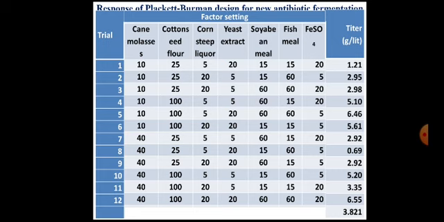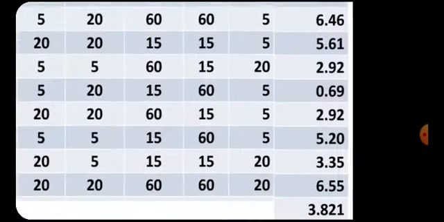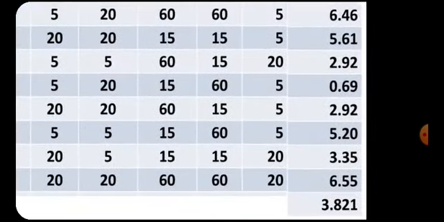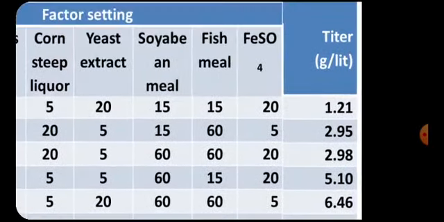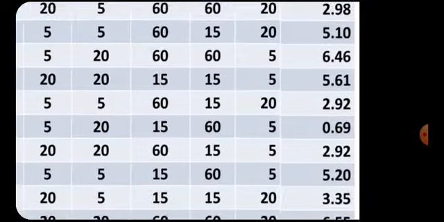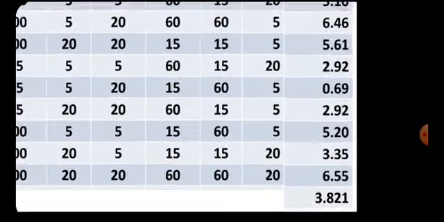In the last column at the bottom, extreme right bottom, 3.81 is mentioned. This is the average value of all these responses. So that is for the purpose of the next calculation.